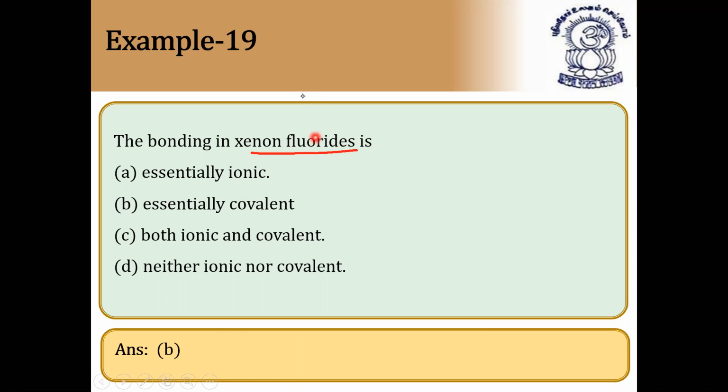Simply they are sharing the electrons, because we already know xenon shares one electron with one fluorine and one electron with the other fluorine, in the formation of XeF2. I'm just showing an example. So that's why it is essentially covalent. I hope it is clear. Next question.